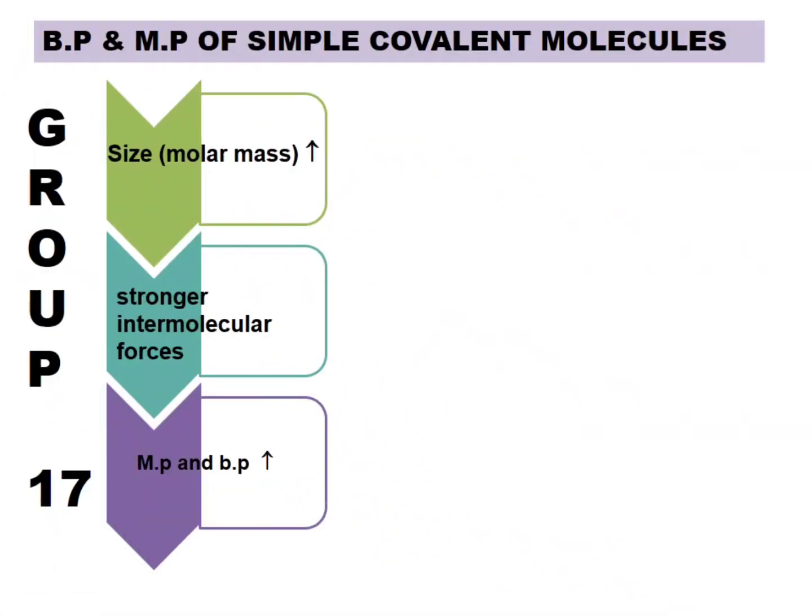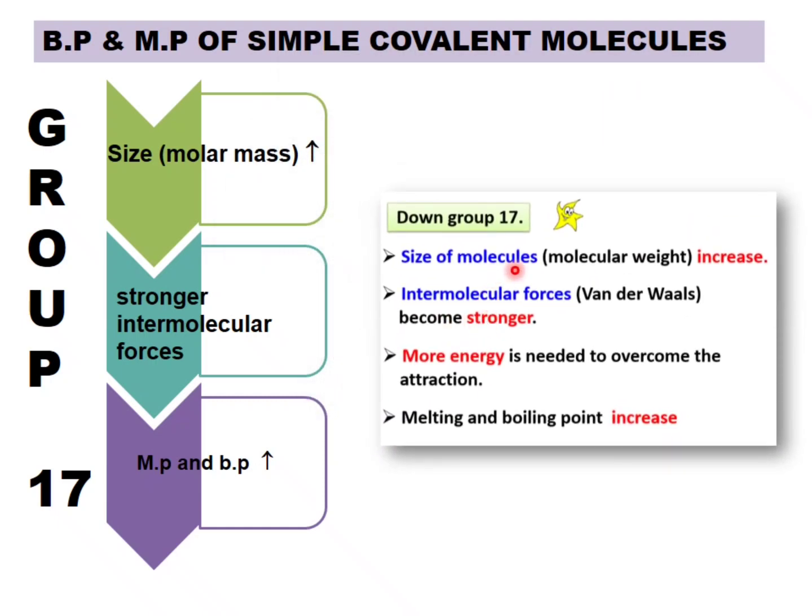Okay, next we look at trend of melting and boiling point in group 17. Okay, for group 17, the size of molecule will increase down the group. Okay, sebab kita kira dia punya molar mass atau molecular mass. Okay, and then intermolecular forces become stronger, which is the van der Waals forces. Apa itu van der Waals forces? Later I will explain to you in chapter 4. So more energy needed to overcome the attraction. Melting and boiling point will increase. So dia bergantung kepada size of molecule.